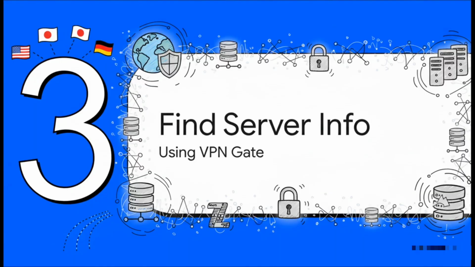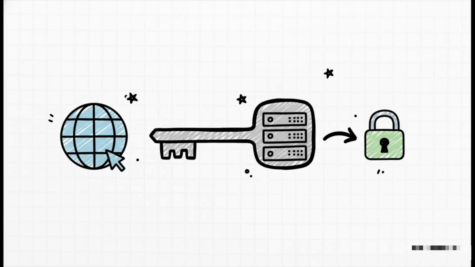So where are we getting these details from? We're going to use an amazing public project called VPNGate. It's basically a live list of free VPN servers from all around the world, run by volunteers. It's pretty cool. Our main goal here is to find something called an IP address. Just think of it as the specific street address for the server we want to connect to. It's the key piece of the puzzle.